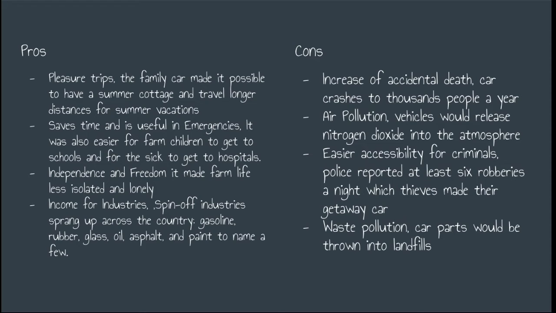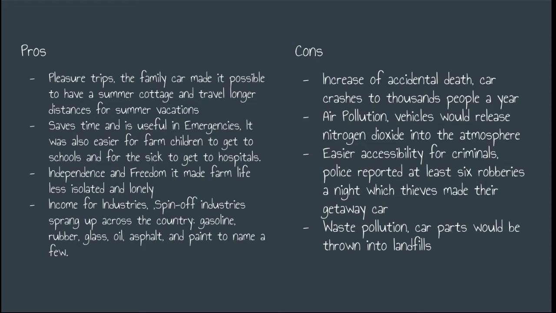Independence and freedom. It made farm life less isolated and lonely. Income for industries. Spin-off industries sprung up across the country: gasoline, rubber, gas, oil, asphalt, and paint, to name a few.